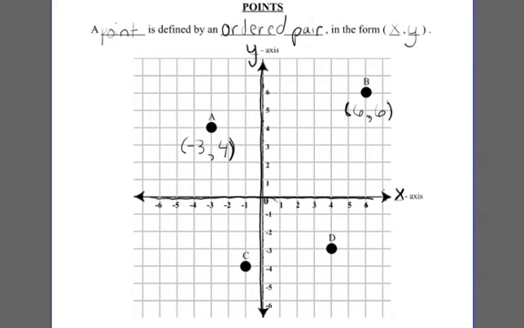Let's try C. So x is -1. This time we're going down to -4. So -1, -4. Now our last one, D. So we're going over to 4 and down to -3. So C was -1, -4. And D is 4, -3. Okay.